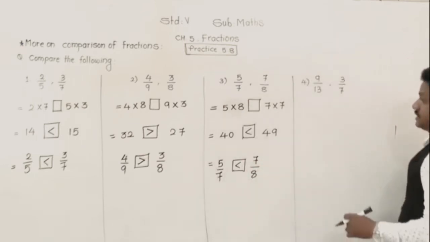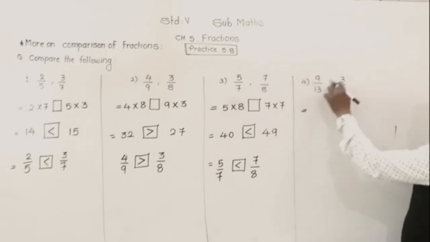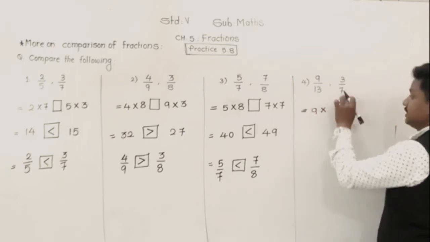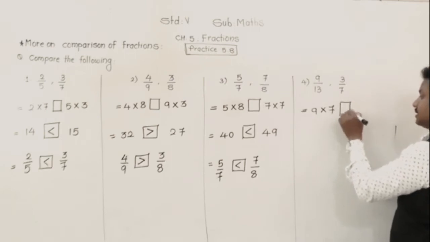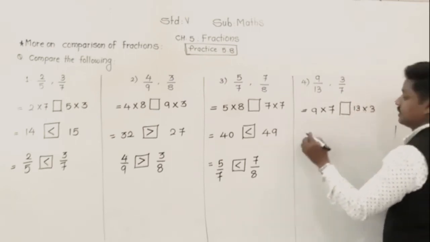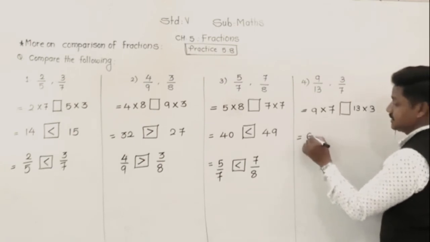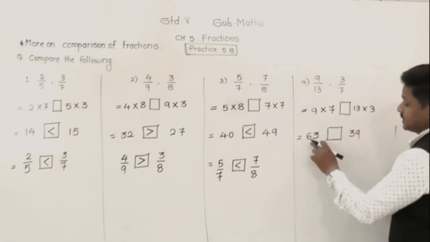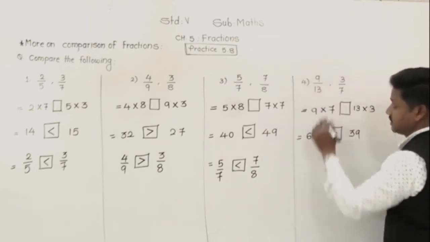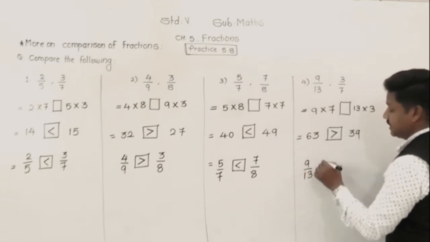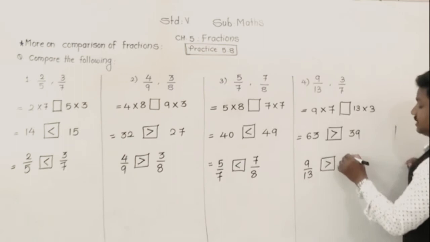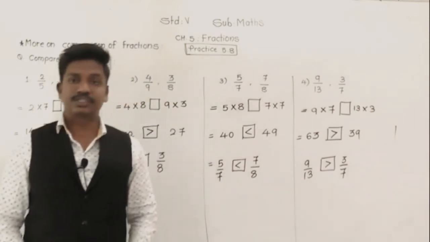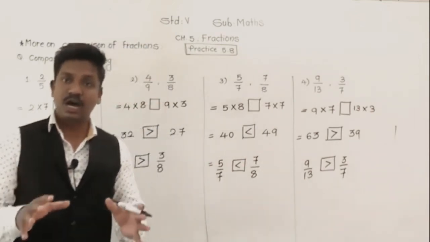Okay. Next, 9 upon 13, 3 upon 7. Let's see. 9 multiplied with 7 and 13 multiplied with 3. 9 7s are 63 and 13 3s are 39. So 63 is greater than 39. That means the fraction on the left side, 9 upon 13, is greater than 3 upon 7. In this way we have to compare two fractions whose numerators and denominators both are different.